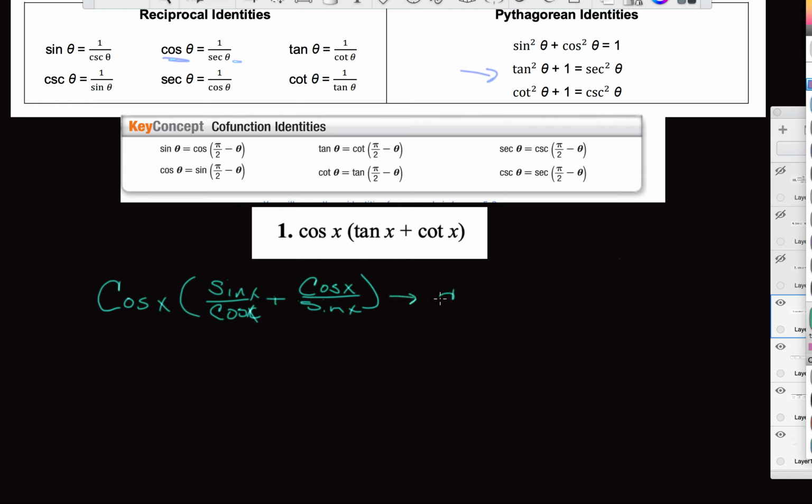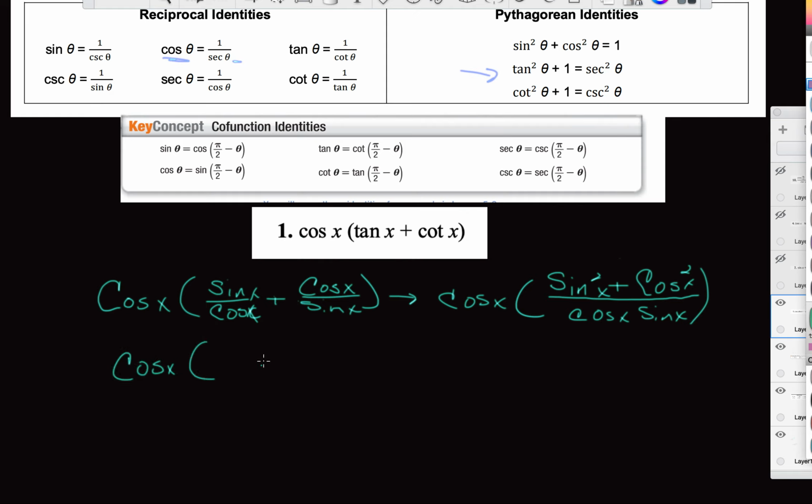And when I do that math, I still have cosine on the outside. And then I have some addition on the top, and I have cosine x times sine x as a denominator. What I end up with is sine x times sine x is sine squared x, and then cosine squared x, right? All right, and if we look up top, we see that this Pythagorean identity shows that sine squared x plus cosine squared x is just one. So I'm left with cosine x times the quantity one over cosine x sine x.